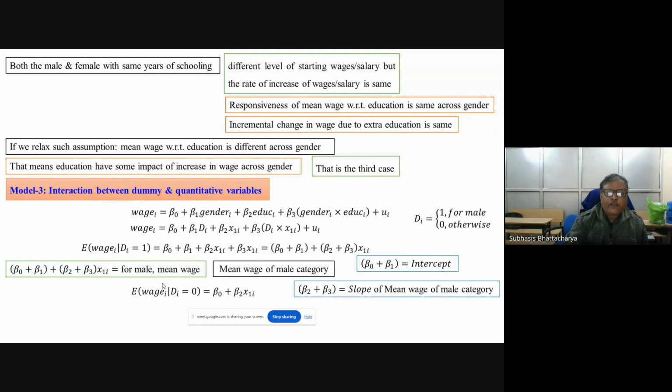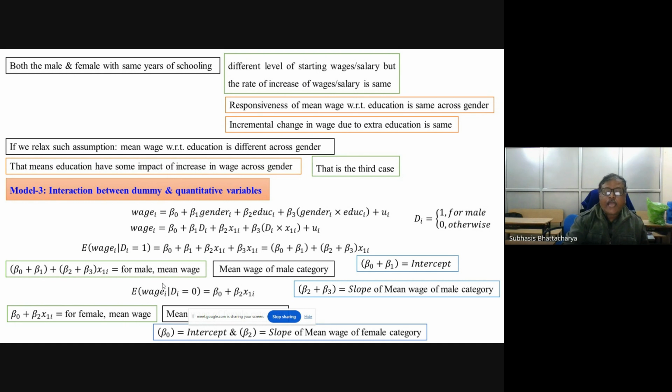Now the same thing for the female category. If I put di is equal to 0 in the wage equation, what do we get? We get beta 0, then the beta 1 di term vanishes as di is equal to 0, and beta 2 xi, and the beta 3 term also vanishes because di is equal to 0. So the mean wage for the female category is beta 0 plus beta 2 xi. So its intercept is only beta 0 and the slope is beta 2.